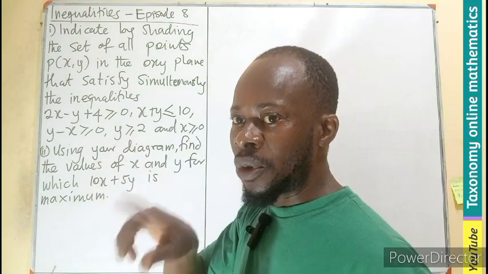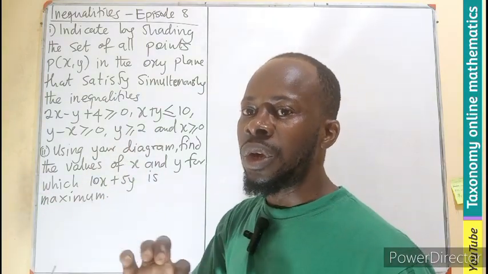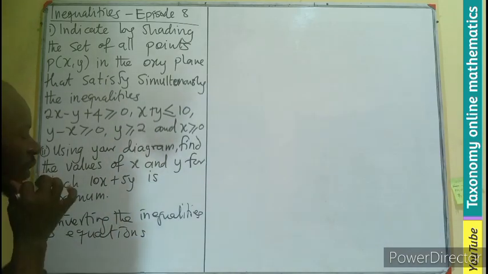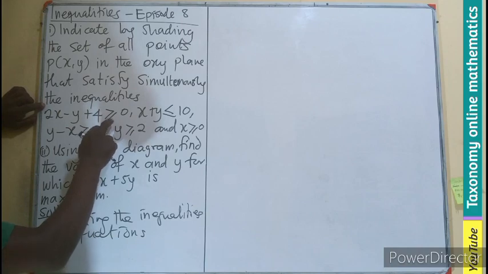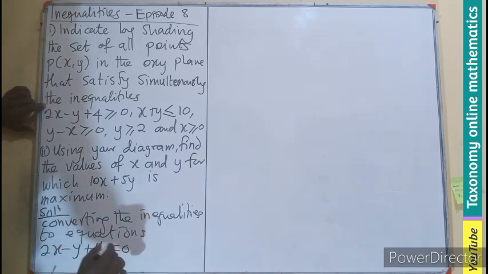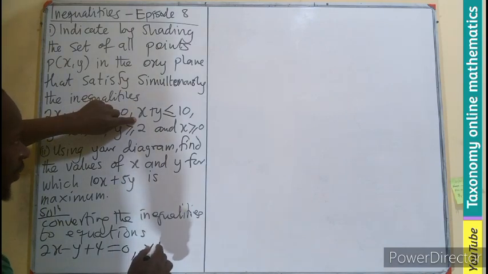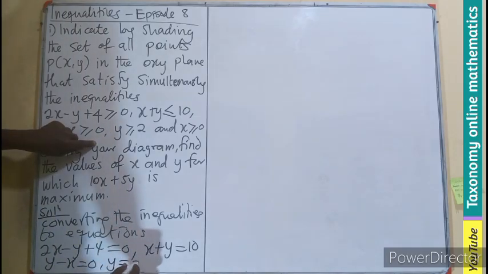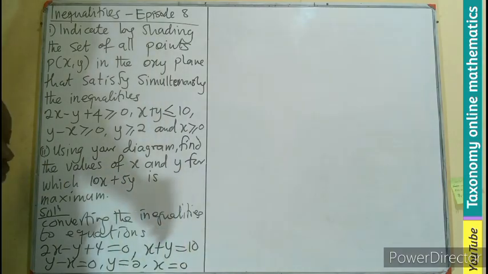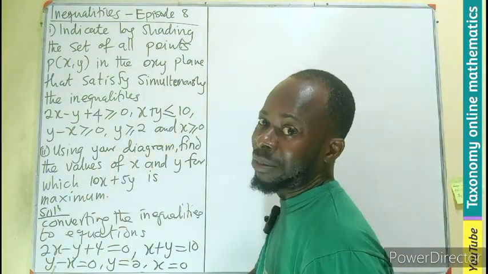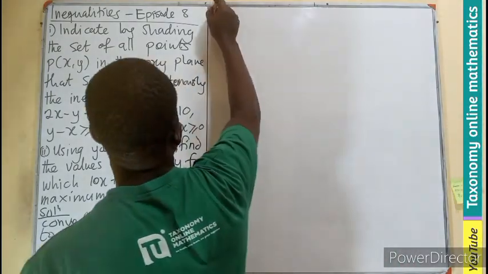We know from the previous episode that we always convert the inequality into a linear equation. So let's begin with that. We can just change the inequality sign to an equal sign. So we have 2x minus y plus 4 equals 0, x plus y equals 10, y minus x equals 0, then y equals 2 and x equals 0. We can also solve them first with the inequality and make y the subject. I follow that method also. In this case, we are taking them one by one.